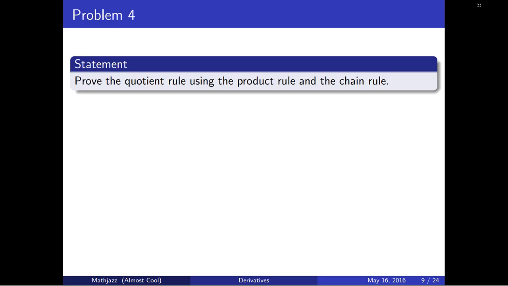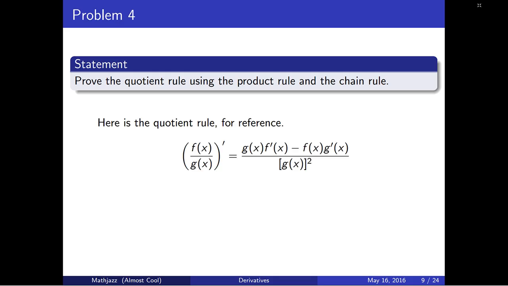Problem 4. Prove the quotient rule using the product rule and the chain rule. So, first we'll write up the quotient rule. What we'd like to do is use the product rule and the chain rule on the left-hand side and have the formula we get end up being the right-hand side, using only the product rule and the chain rule.